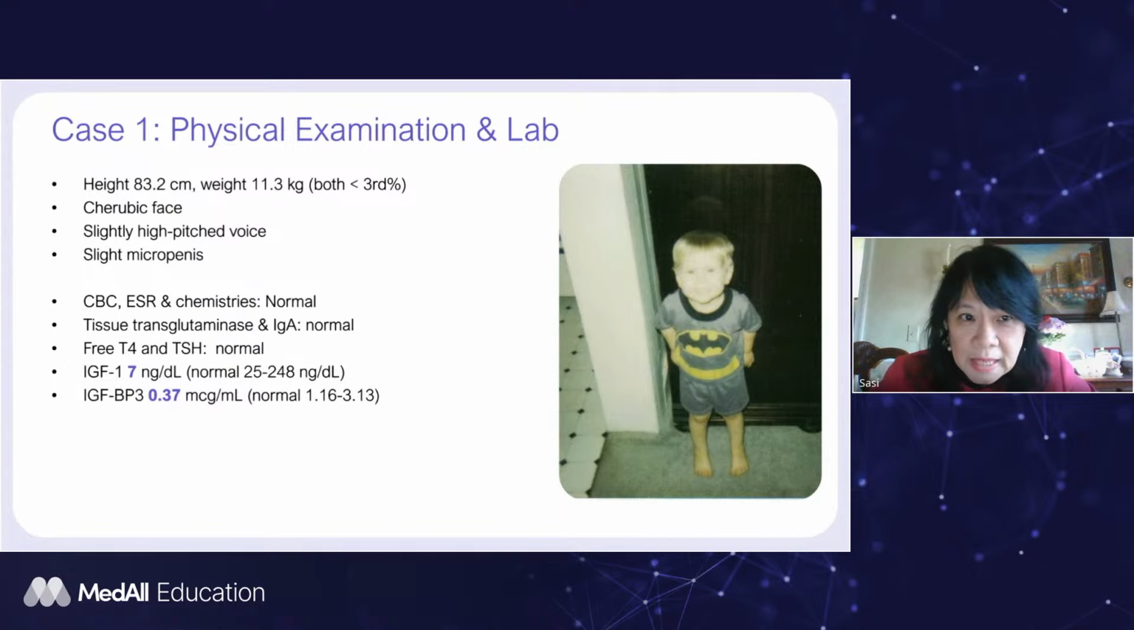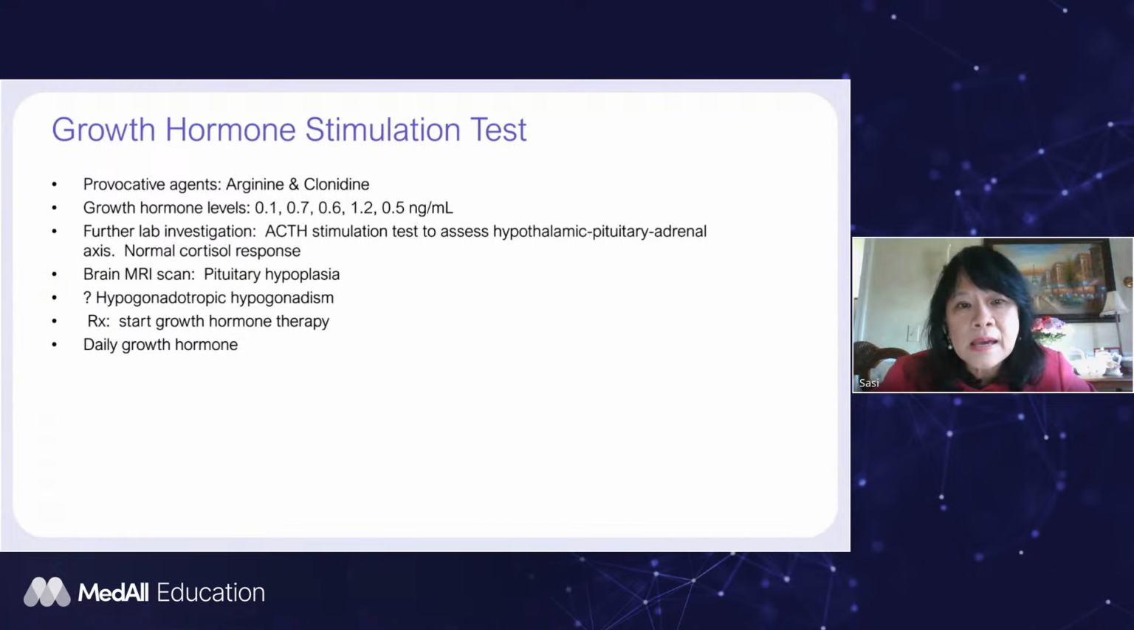So the next step is to do a growth hormone stimulation test. And we have the option to do arginine clonidine or arginine glucagon. We always use 2 agents to avoid any false positive or false negative results. And his growth hormone levels during the test are very low. You can see that the peak is only 1.2.